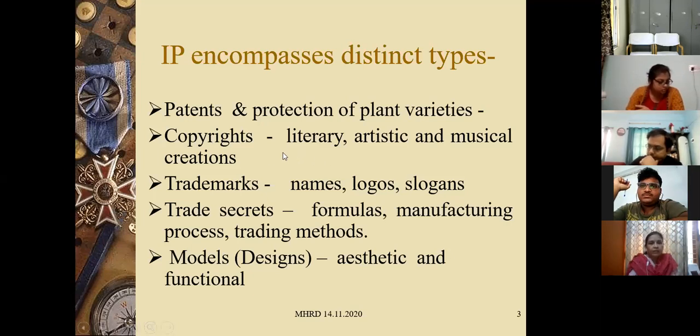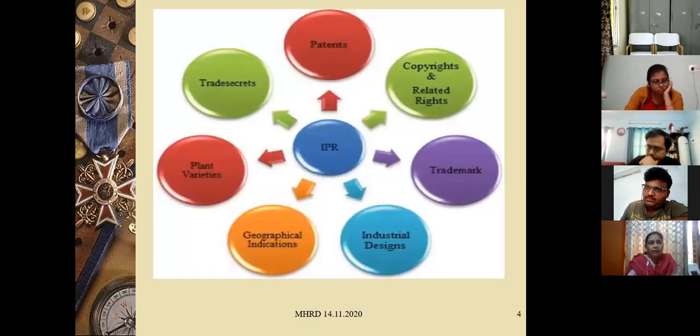Copyrights are for literary, artistic, and musical creations, and trademarks are for names and logos, which we will go on to understand. Then trade secrets are formulas, manufacturing processes or trading methods. If it is this, then it becomes a trade secret. And then models and designs, like we have so many models and designs, not to forget in the automobile industry. We relate very well with models and designs, and that contributes to the aesthetic sense also.